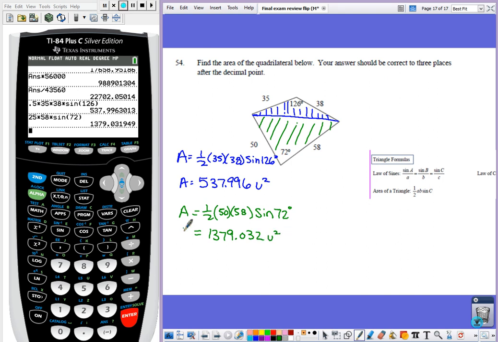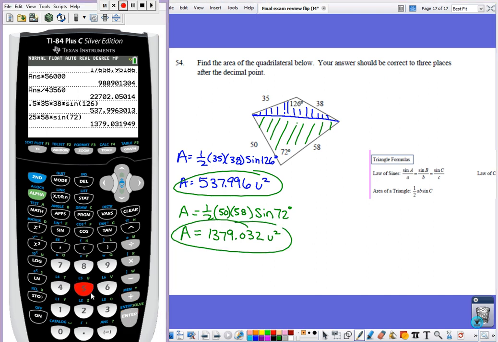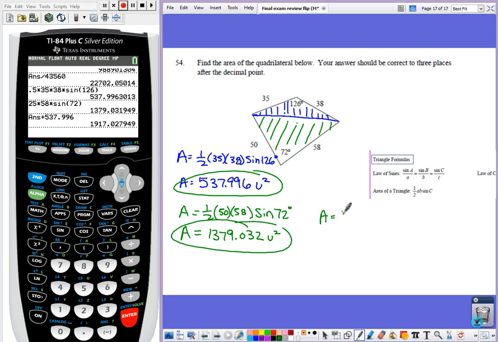Units squared. And if we want to find our total area, we're just going to take these two areas and add them up. Plus 537.996. Enter. Final answer. The area of the quadrilateral is 1917.028 units squared.